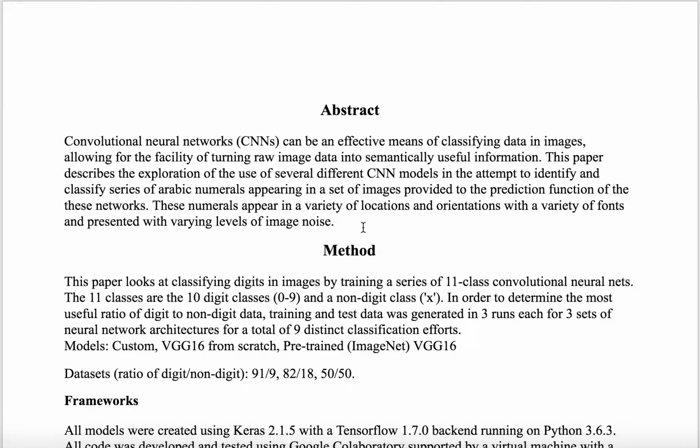Hello, this is Jason Dufair, and I'm going to go over my final project here for CS6476 and talk about the trials and tribulations of putting together a convolutional neural network for image recognition. And let's be honest, it's mostly tribulations.